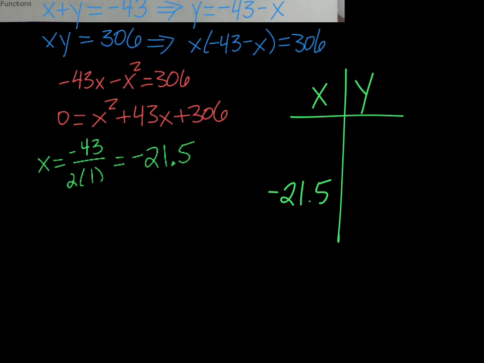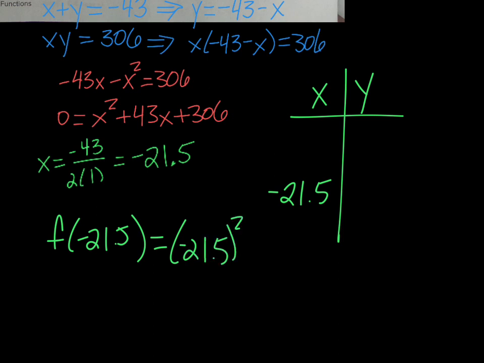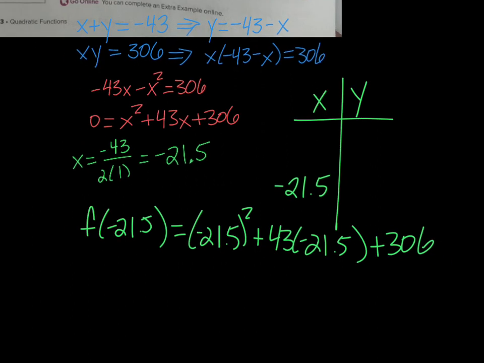What'd you get? Yeah, just plug it in for X. For both X's or just the... Oh yeah, because you're evaluating a function still, right? We're still doing this. So then it'd be, watch your parentheses, negative 21.5 squared plus 43 times negative 21.5 plus 306. So what's that get you?